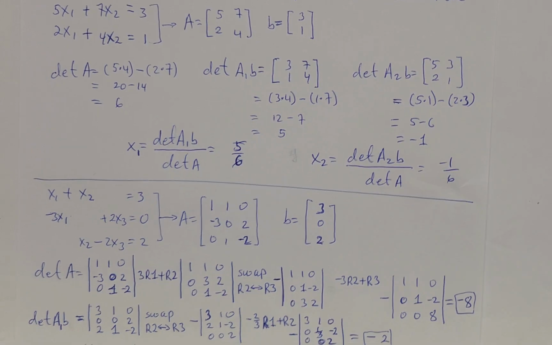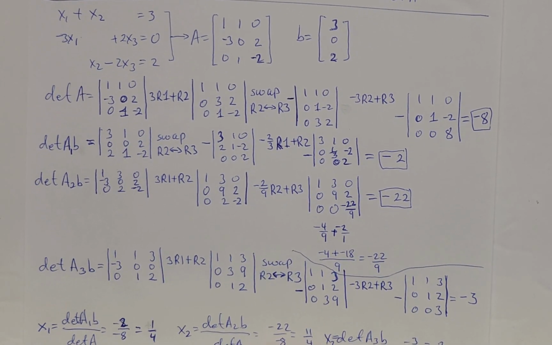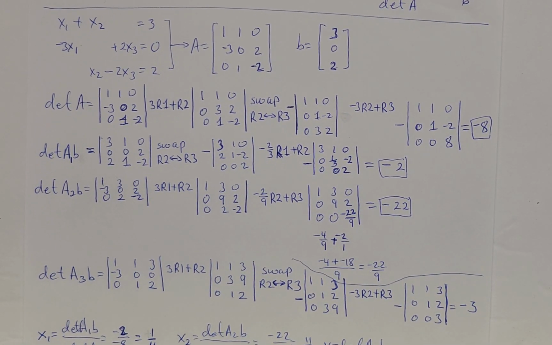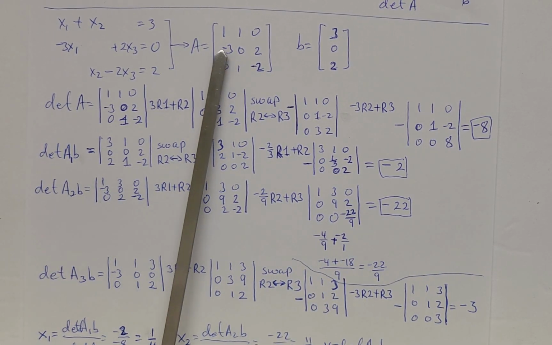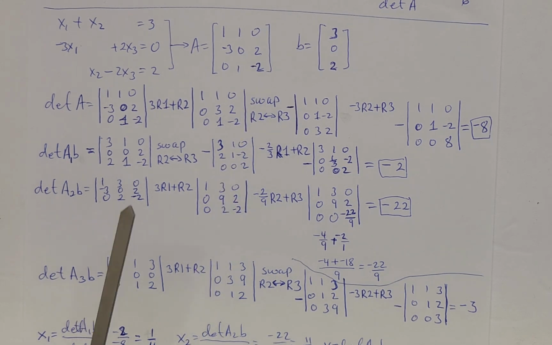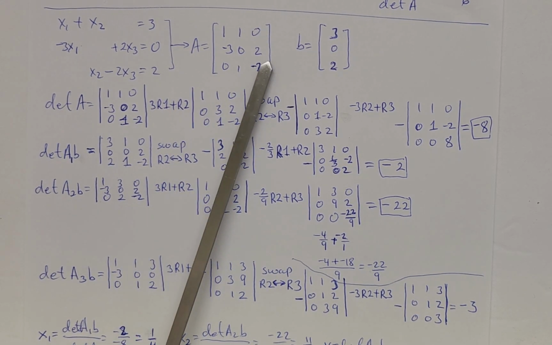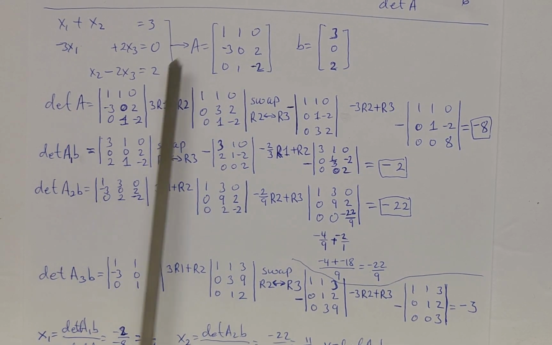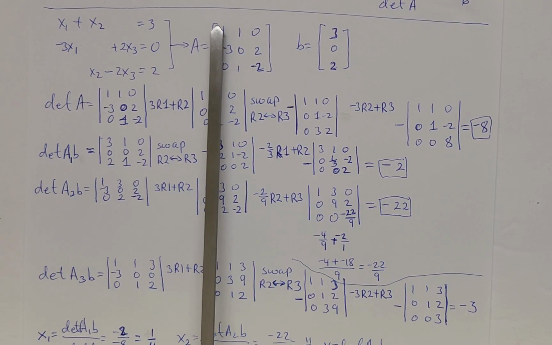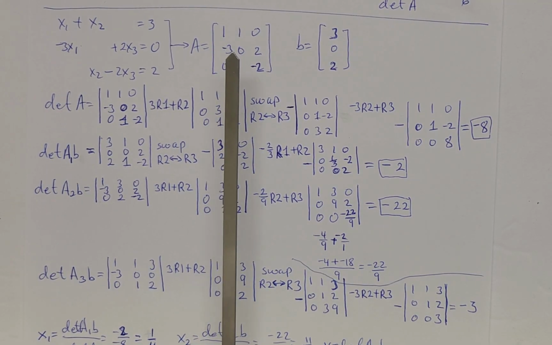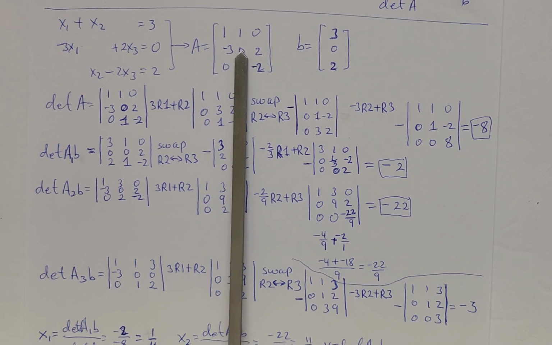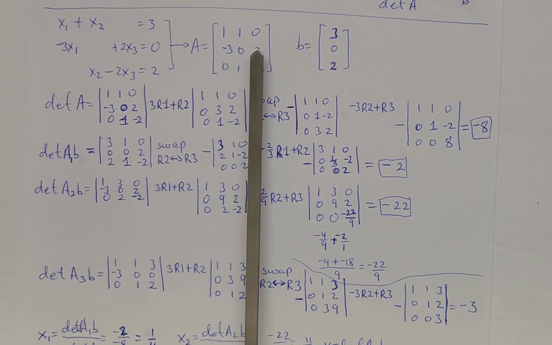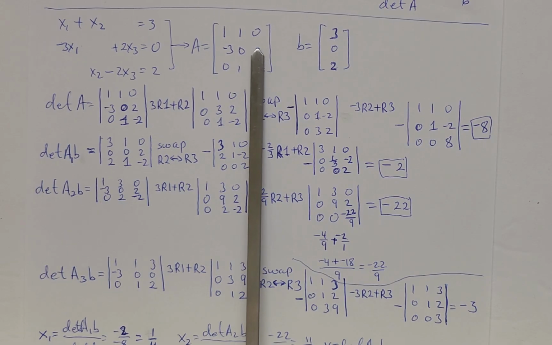Okay. Now, with 3 by 3, it's the same procedure. The only problem with this is that it is very lengthy, as you can see, because we have 3 columns. We have to do the first determinant for just the A. We have to do the second determinant for the first column. We have to do the third determinant for the second column. And we have to do the fourth determinant for the third column.